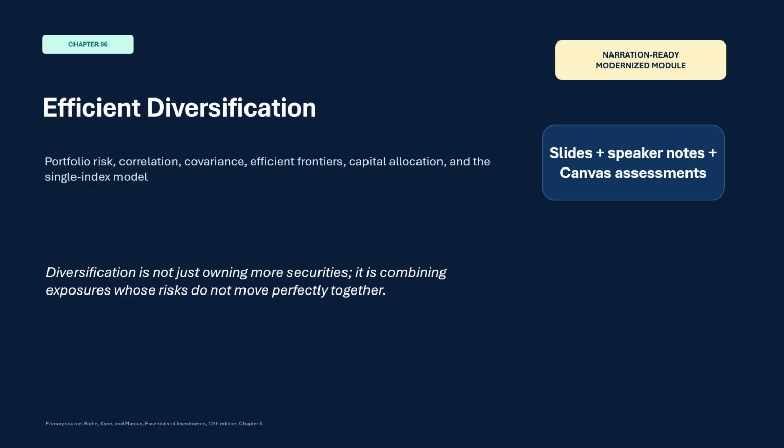We will separate market-wide risk from firm-specific risk. We will use covariance and correlation to describe how assets move together. We will build an investment opportunity set, identify the efficient frontier, and then combine the best risky portfolio with a risk-free asset through the capital allocation line. We will also connect the logic to the single index model, which separates market exposure from residual company-specific risk.